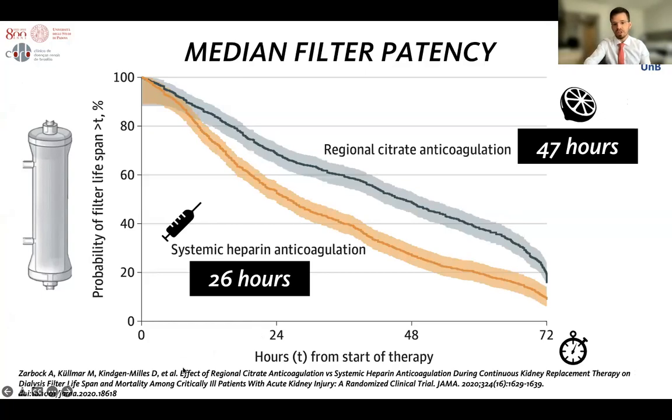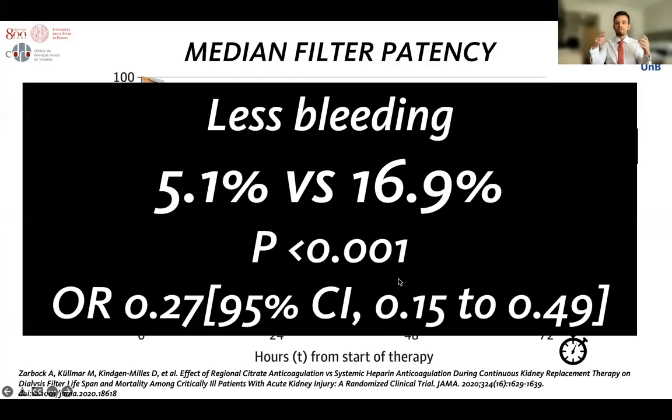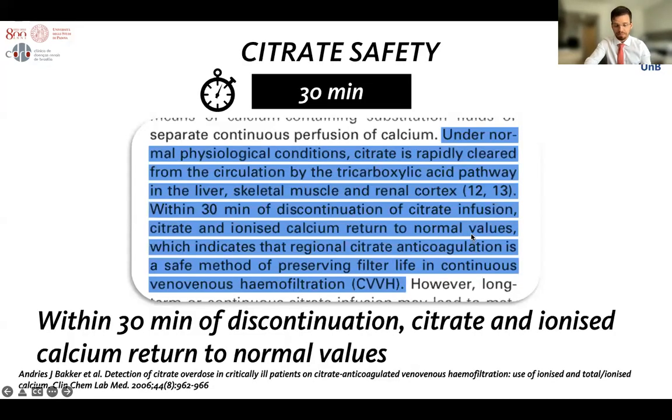This is demonstrated here. In the x-axis, we have timing, hours since the start of the therapy, and here filter lifespan. We can see that with citrate, we have better filter patency, 47 hours of filter lifespan in the citrate group versus 26. And also importantly, less bleeding in the citrate group, 5.1 versus 16.9% of episodes of bleeding.